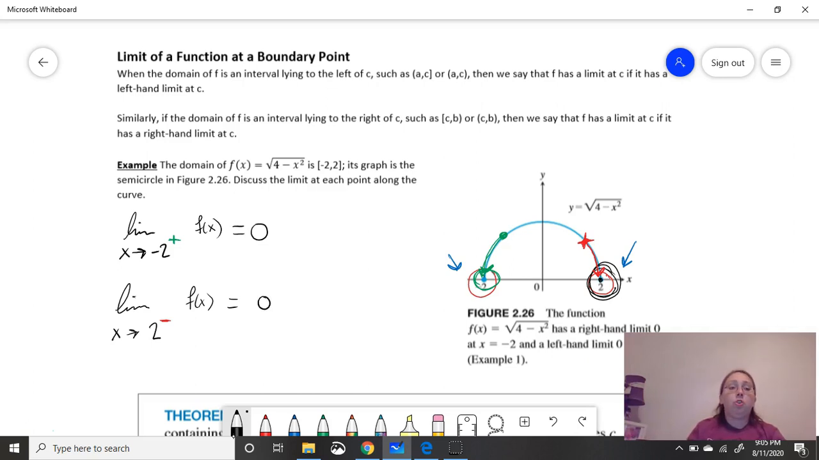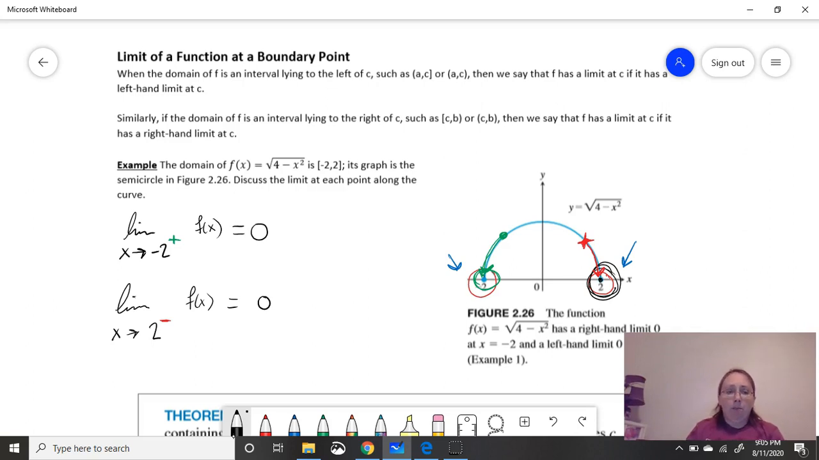Okay, now these are two different limits that we found, so we would not put them together. x is approaching two different values. So the limit as x approaches -2 from the right is 0, and the limit as x approaches +2 from the left is 0. So those are two examples of how you would write boundaries.